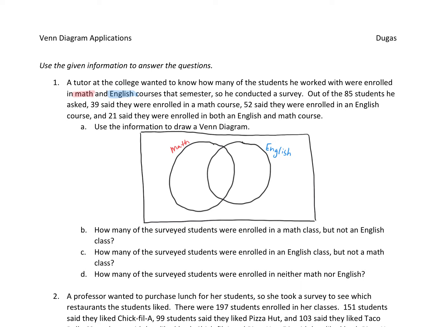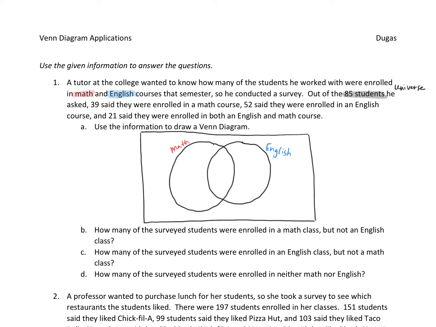All right, so now it says 85 students he asked. So that's our universe. This 85 is the universe. That's how many students were asked. 39 said they were enrolled in a math course. That means the entire circle of math has to equal 39.